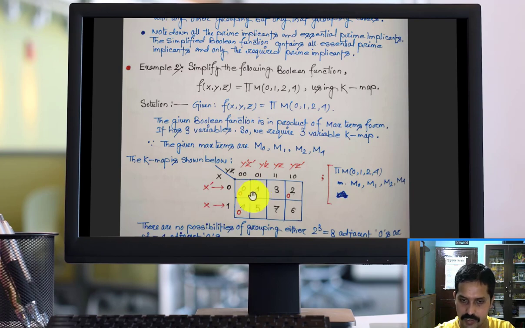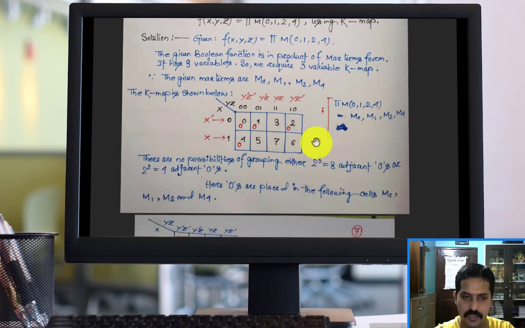Then this is our second cell, 1. So write here 0. Then 2, where is 2? This is our 2. So write here 0. Then 4. Where is 4? There. So write here 0. As this is a max term problem, I have written zeros here. But if it is a min term problem, I would write 1. Now there are no possibilities of grouping 2 to the power 3. I said this earlier: we have to consider maximum to minimum. Here the number of variables is 3, so definitely 2 to the power 3, 8 zeros we have to consider.